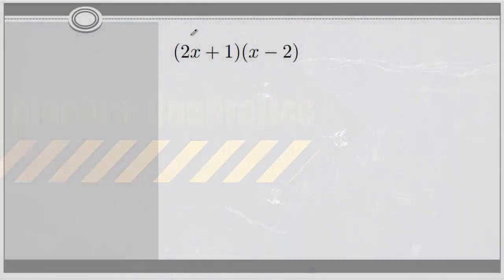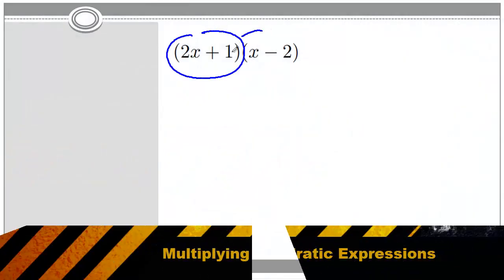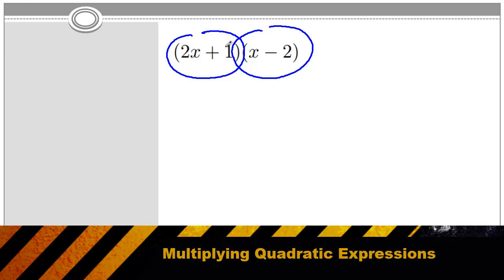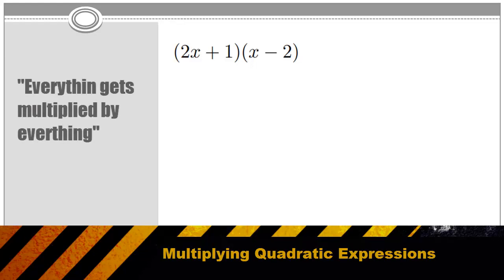Quadratic equations consist of two parentheses being multiplied by each other, with each parenthesis having either an addition or subtraction sign inside. When you're multiplying quadratics, the order you multiply doesn't really matter, but you do need to make sure that everything gets multiplied by everything.